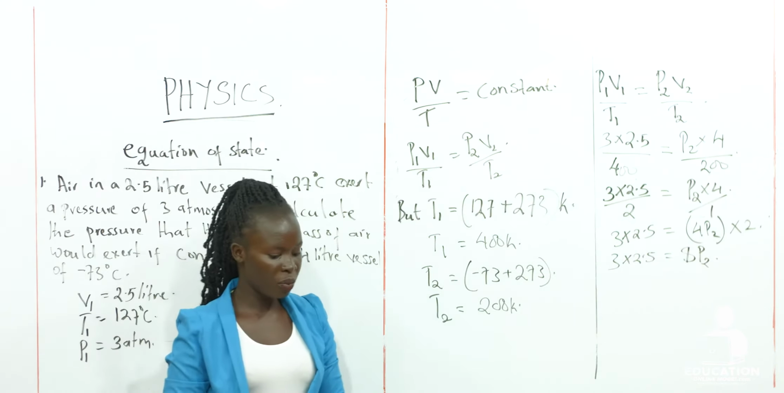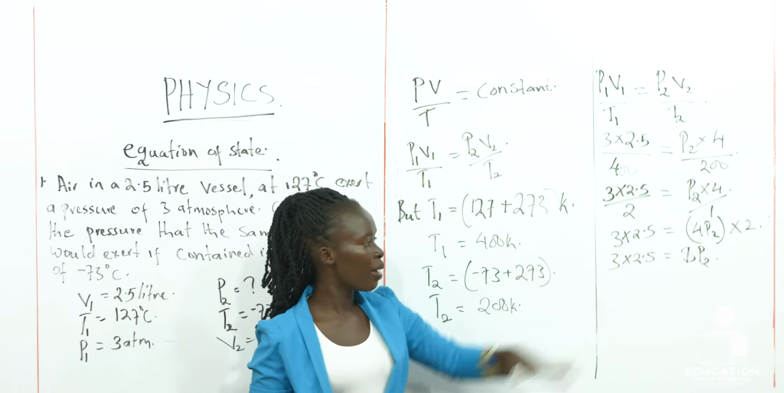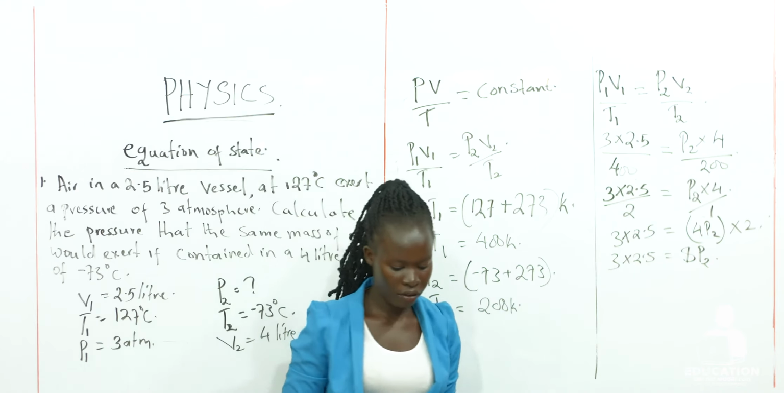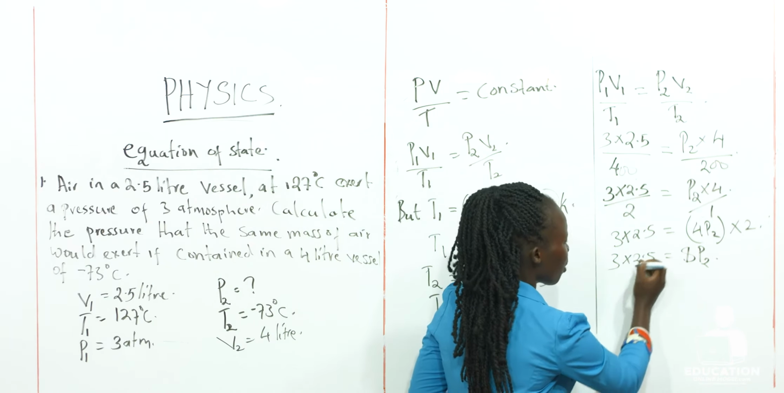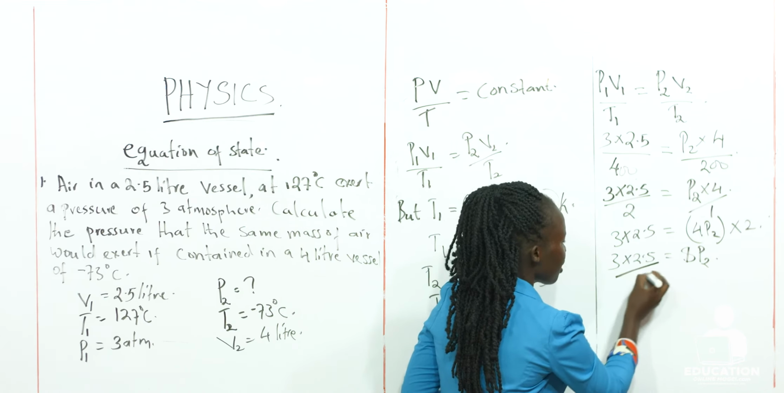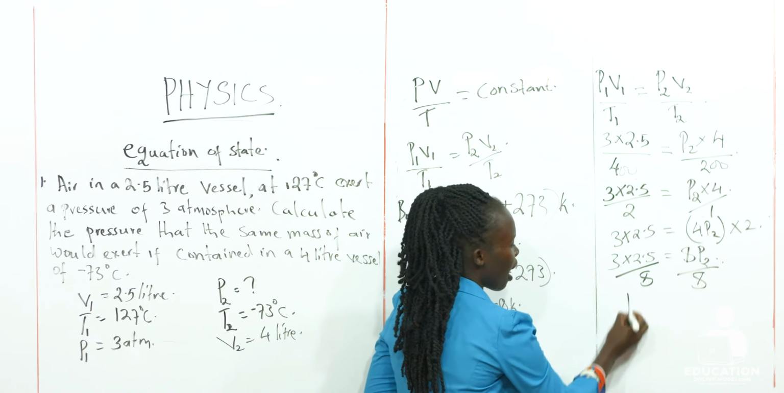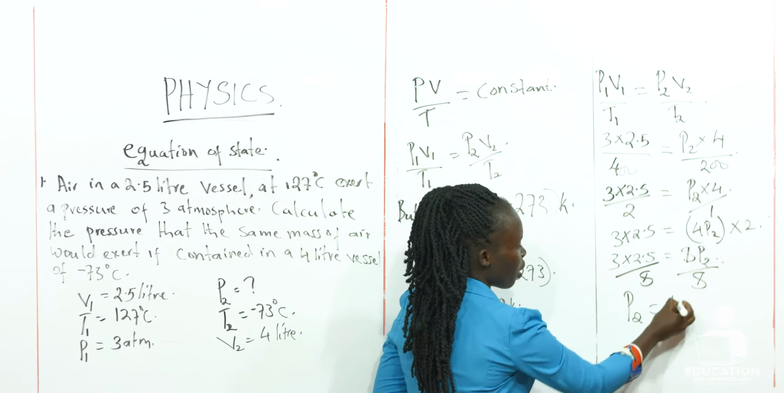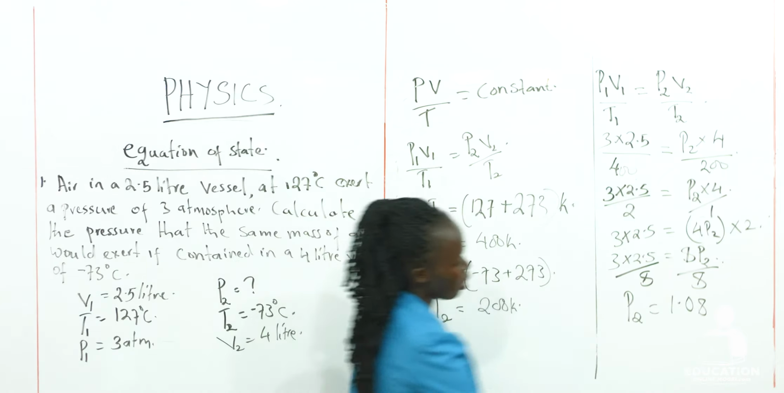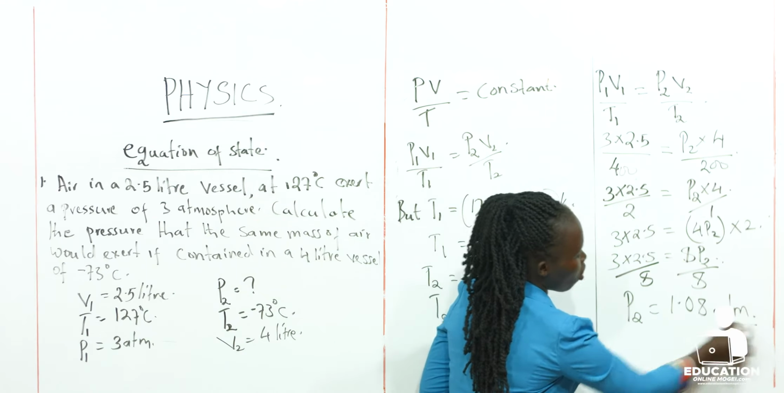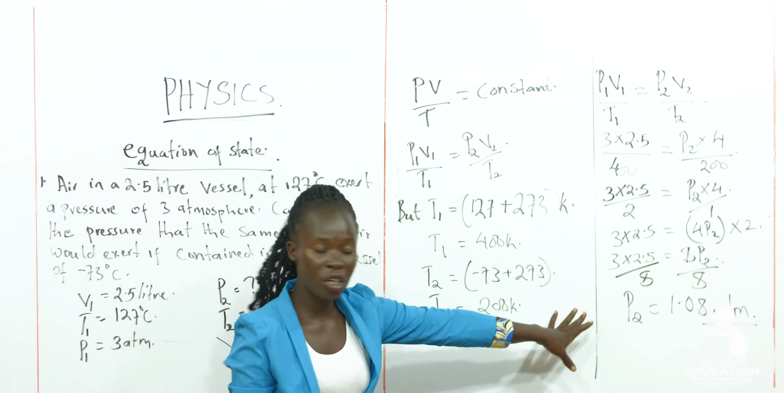If it gives us 8 P2, what of 2.5? When you multiply it by 3, what shall we have? So if you multiply 2.5 times 3, and then divide it by 8, which is the coefficient of the P, we shall have our P2 giving us 1.08. But then we have it as 1.08 what? Atmospheres, because it is the unit of our pressure. We are trying to find the pressure.